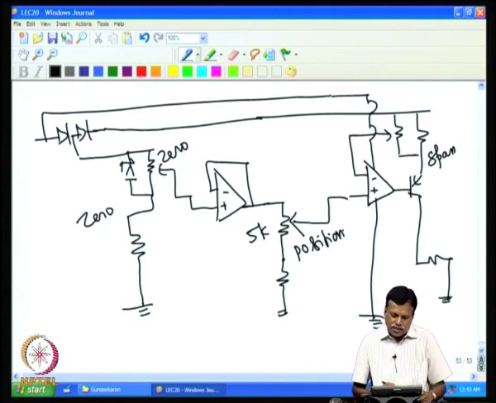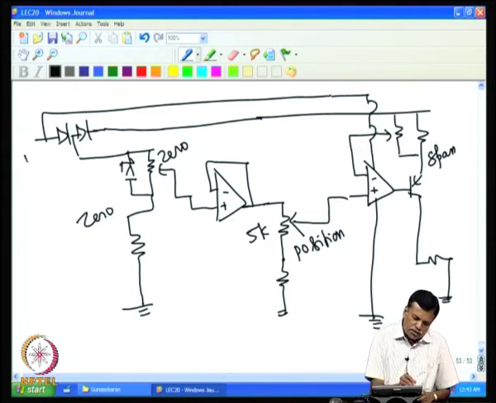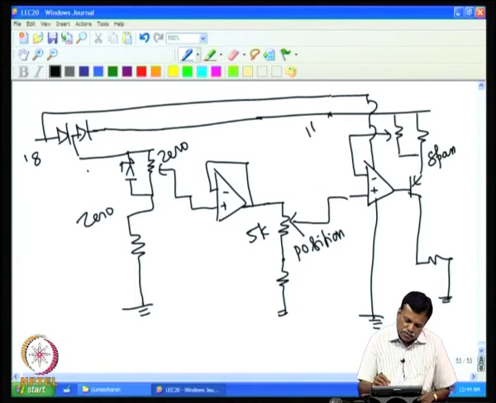So, by this method, even if the potentiometer is not reaching full, for example, if this is 18 volt, we can go up to 17 point, this point goes to 18 minus 1 point to 16.8.